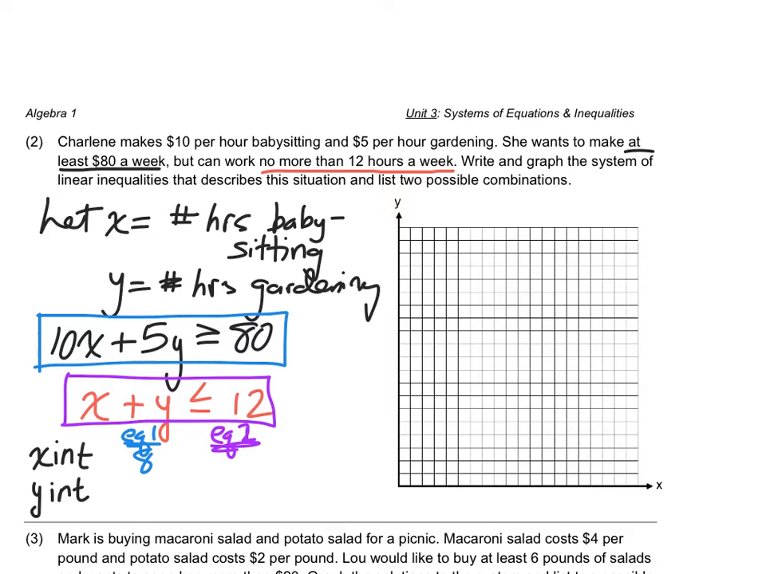For my y-intercept for that first equation, right, I cover up the x. I have 5y equals 80. So what's y have to be? Not 12. 12 will give you a 60. 16. So I have my x and y intercept for the first equation. Much easier in the second case. Cover up the y, x equals 12. Cover up the x, y equals 12. All right, so in both cases, 12.